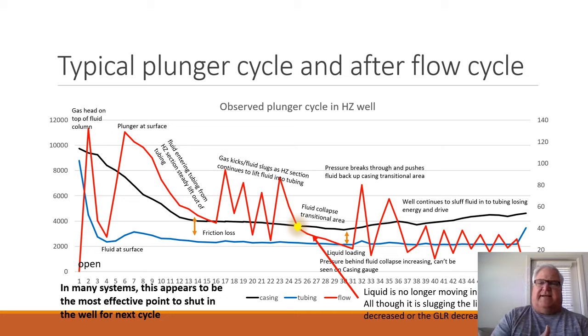And then as the well gets even weaker, you have to start shutting in the well more and more, and you might switch then from a free cycle or a two-piece back to a conventional. And you can go through these changes through the life of the well.